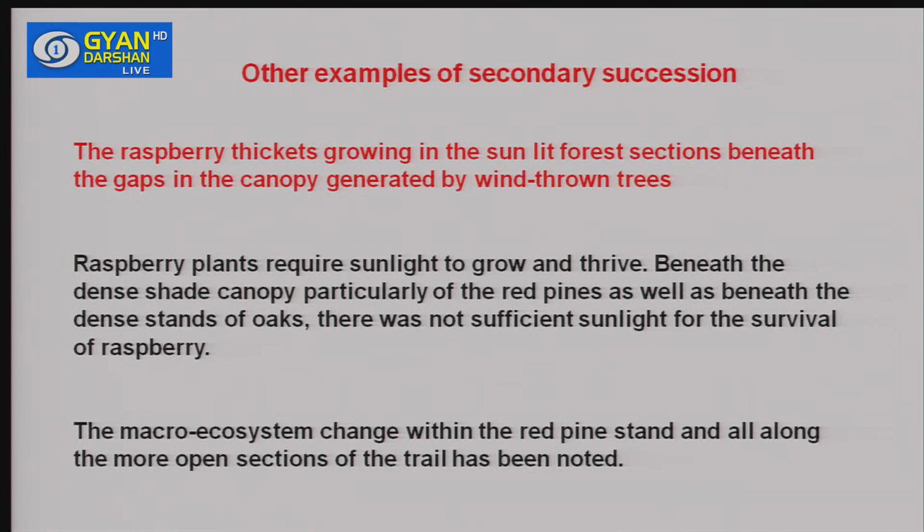Raspberry thickets grew in the sunlit forest sections beneath the gaps in the canopy generated by wind-thrown trees. Like the raspberry plants, they require sunlight, but beneath the dense shade canopy, particularly of the red pine, as well as beneath the dense stands of oaks, there was not sufficient sunlight for the survival of raspberry. So it could not survive.